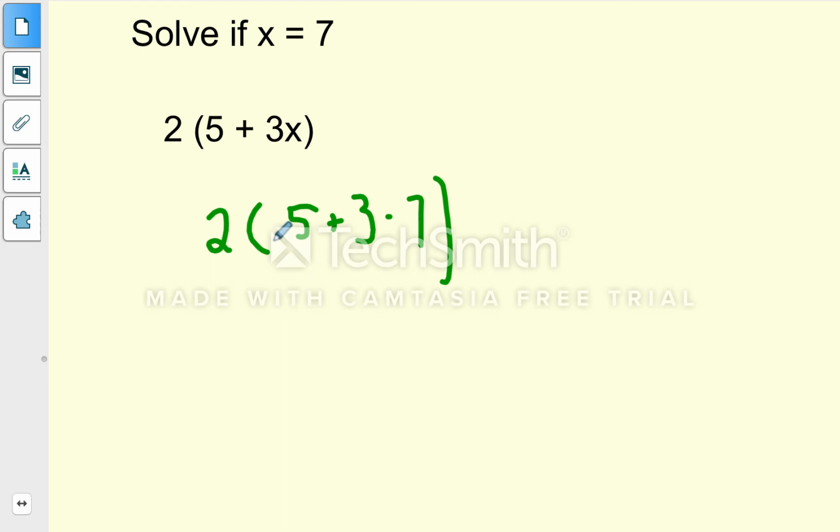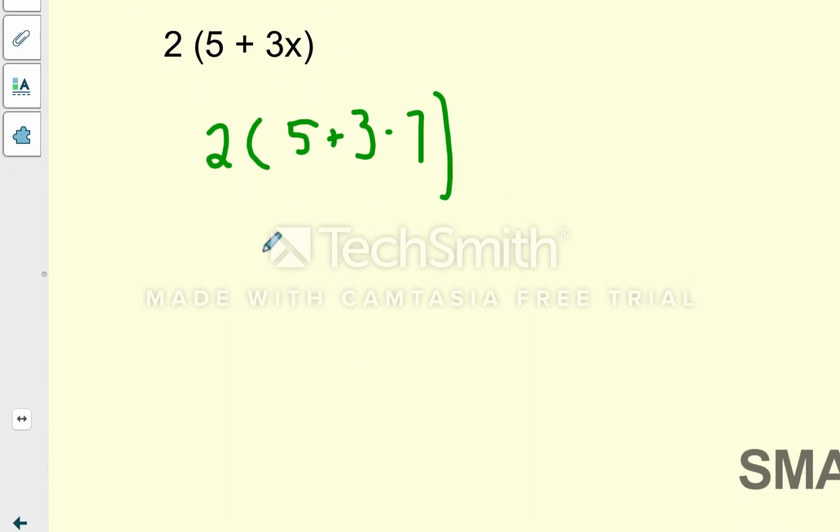I'm writing very messy and very big here. I apologize. But all I did was rewrite this expression, and I replaced the variable x with the number 7 because it says if x equals 7. And now it's just order of operations. So I'm going to do what's in parentheses. And there are 2 operations in parentheses, addition and multiplication.